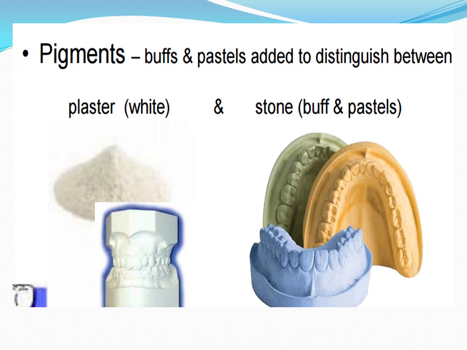من ضمن الموديفاير also there are pigments اللي هي pastels or puffs أضيفها مجرد إنه تعطيني تغيير باللون. البلاستر طبعا دائما يكون لونه وايت، بينما الستون or الدايستون يكون puff and pastels. يعني نشوف هنا هذا لونه يختلف عن هذا لون الكاست، لأن هذا الكاست fabricated with the plaster، بينما هذا الستون هنا fabricated with the stone or dye stone اللي هي تحتوي على puff or pastels.